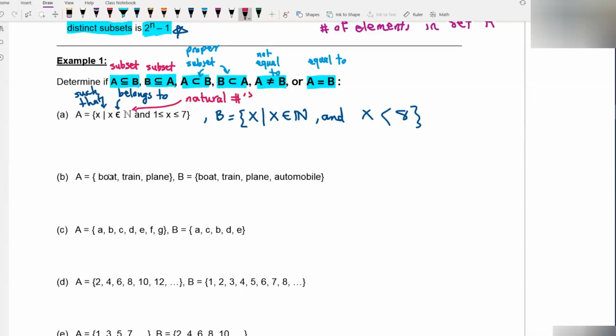Now I'm going to write these two sets in roster form because I want to see what exactly the numbers are inside the set. The first one, A. Here we have natural numbers and x between 1 and 7. Since we have equal to, we have to start from 1, and at the end, again, is equal to, we have to stop at 7. So starting from 1, 2, 3, 4, 5, 6, 7.